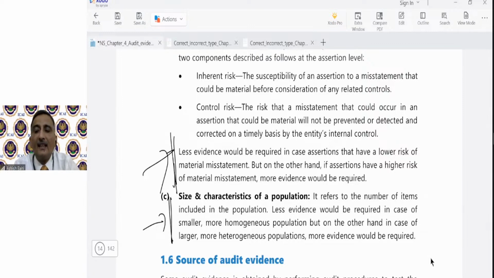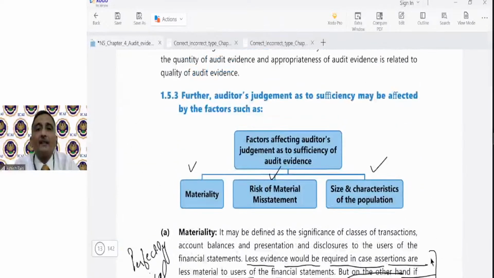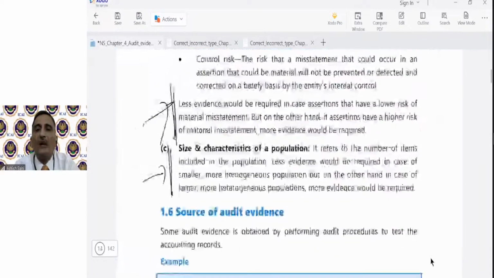So these are the factors, students, which affect the sufficiency of audit evidence. So what are these factors? These are materiality, number one. Number two, risk of material misstatement. Number three, size and characteristics of the population. So these three factors you have to remember.